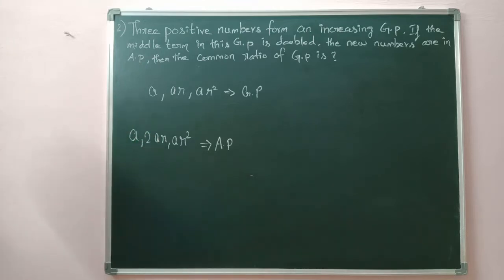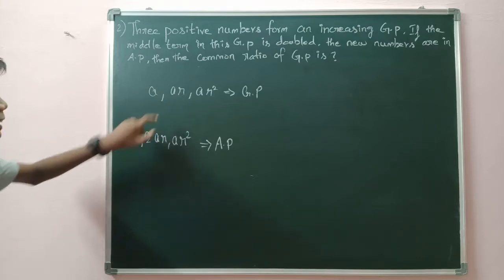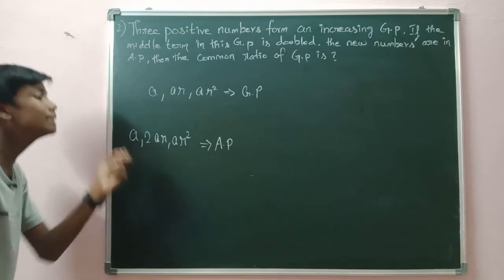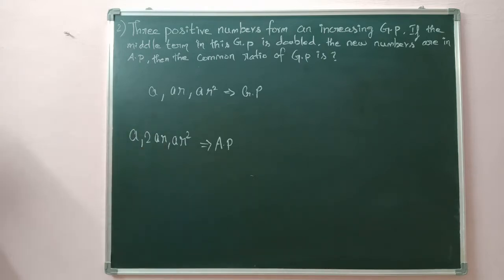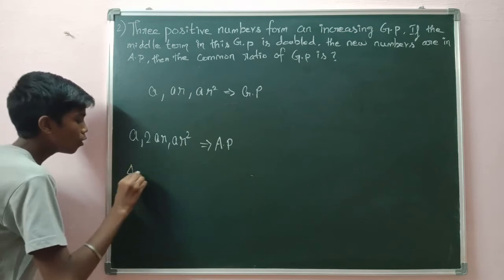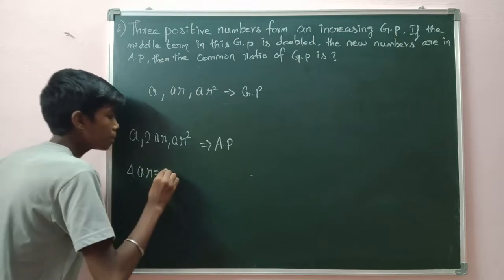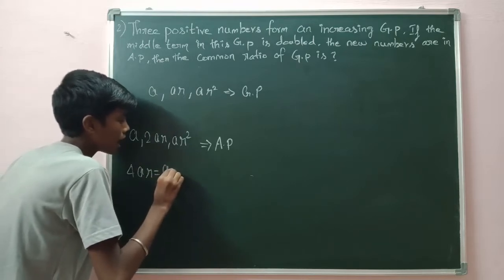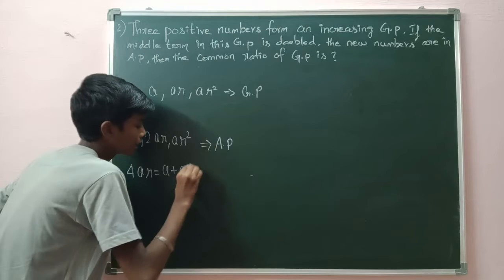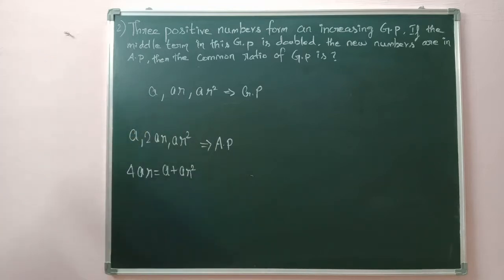And also they are saying the middle term of the GP is doubled, and the new numbers are in AP. So the middle term is AR. If you double it, you will get 2AR, and these terms will be in AP. That is something given in the question. Now tell me one thing, these three terms are in AP. If these three terms are in AP, I will say that your 4AR, that means twice of your middle term, will be equal to the sum of A and AR square. Can't I say like this?